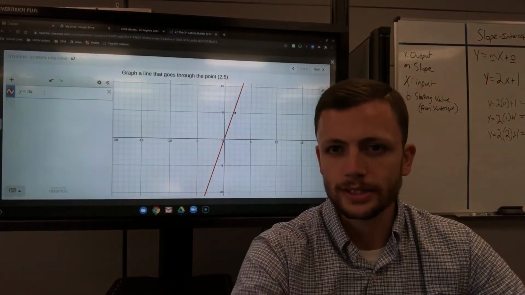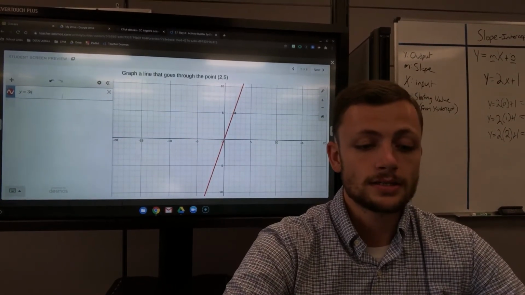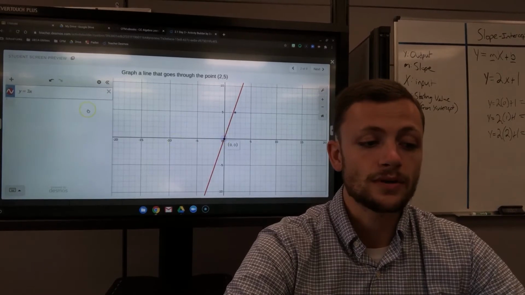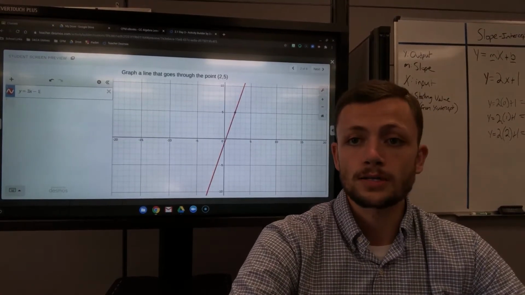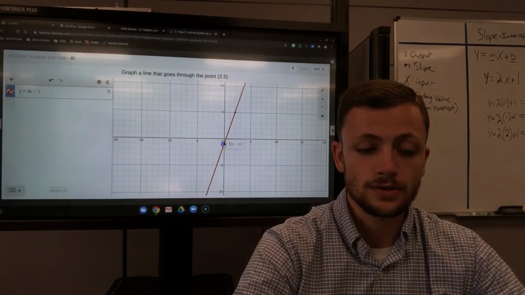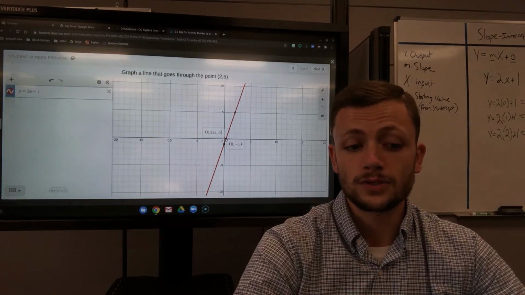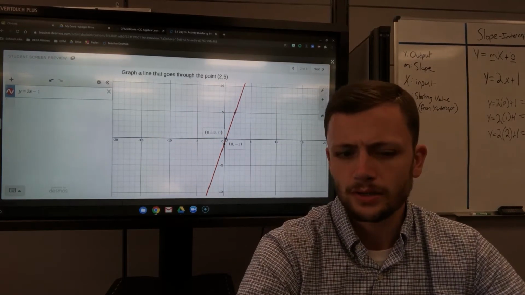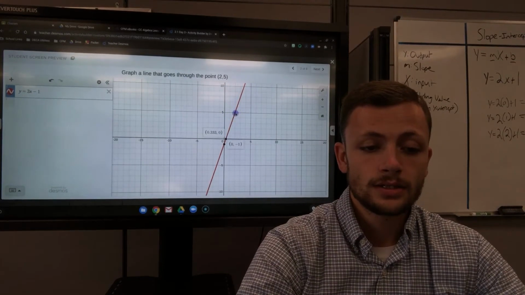Looks like I need to bring the line a bit lower. So what if I make the y-intercept, instead of it being 0, 0, what if I made it -1, 0? So I make it 3x minus 1. And if you see, you have the y-intercept of 0, -1. It has an x-intercept of 0.333. But the main thing is it does, in fact, go through the point 2, 5.